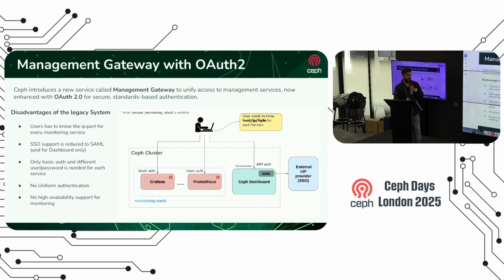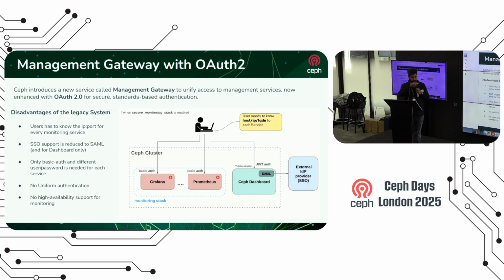The management gateway and the auth proxy are two services that are available now in Ceph. The management gateway ideally provides you with the high availability of the monitoring or management components. The auth proxy is a way to do SSO to an external provider.